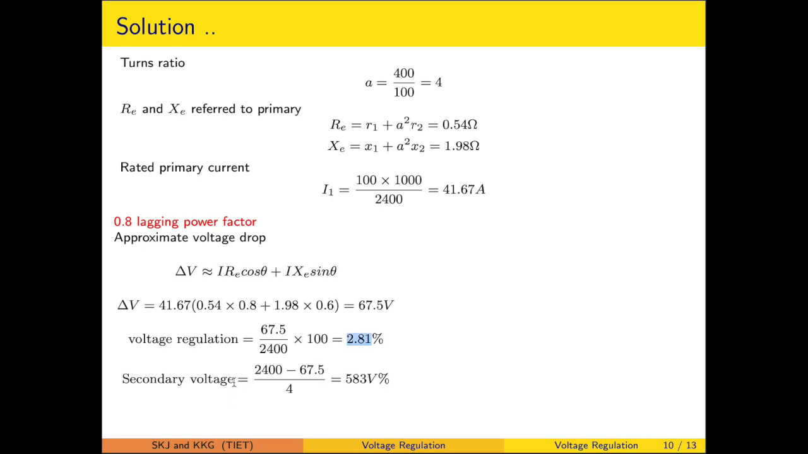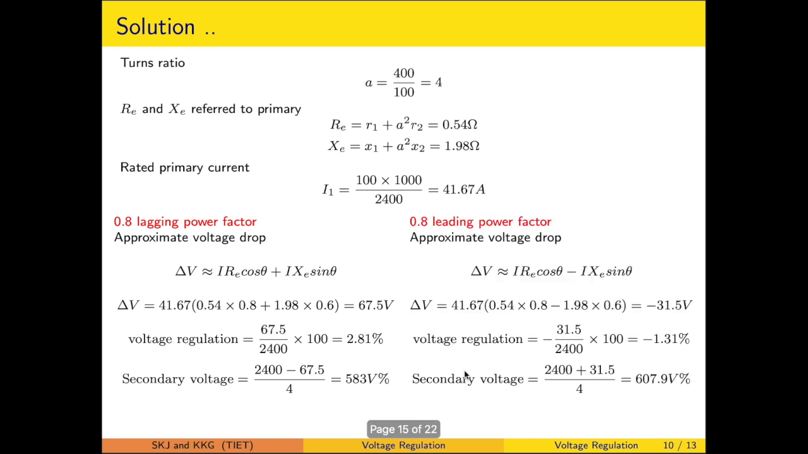Now the secondary voltage is calculated with the help of the reflected secondary voltage. So 2400, which is the input, minus 67.5 gives the reflected secondary voltage, divided by the turns ratio. This results in the secondary voltage, which comes out to be 583 volt. On a similar line, we have calculated the voltage regulation for 0.8 leading power factor. For the leading power factor, the negative sign has to be there, and that results in the value like this.